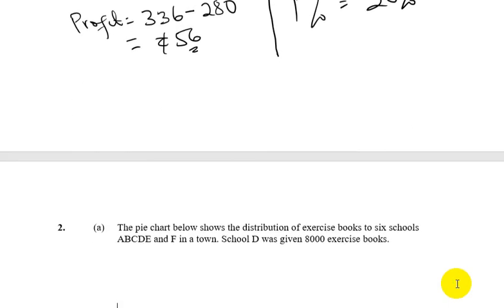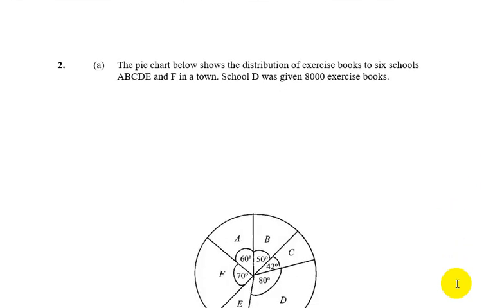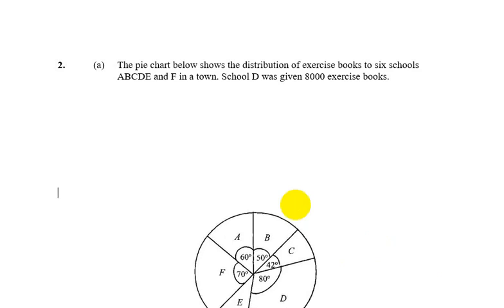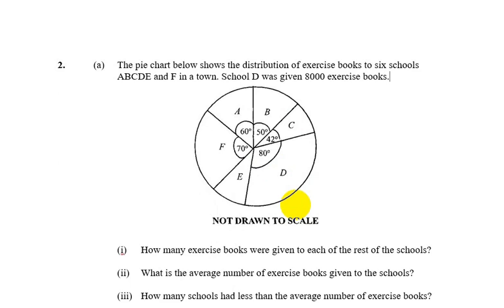Let's move to question 2. Now for question 2, we have a pie chart below. Let me bring it up a little bit. Okay, it says the pie chart below shows the distribution of exercise books to 6 schools, A, B, C, D, E, and F in a town. School D was given 800 books.